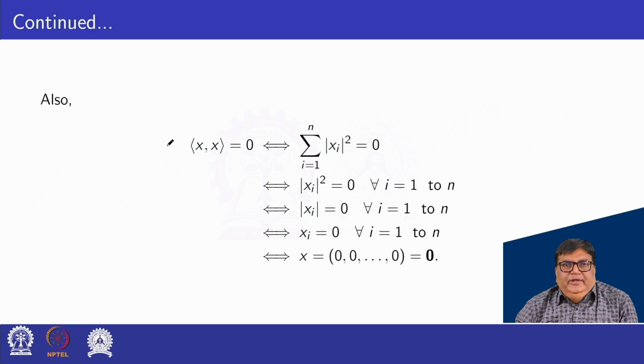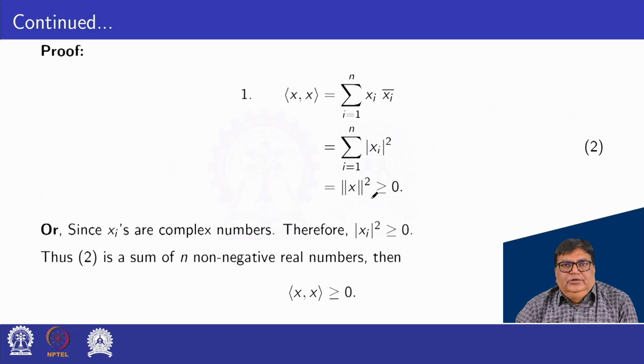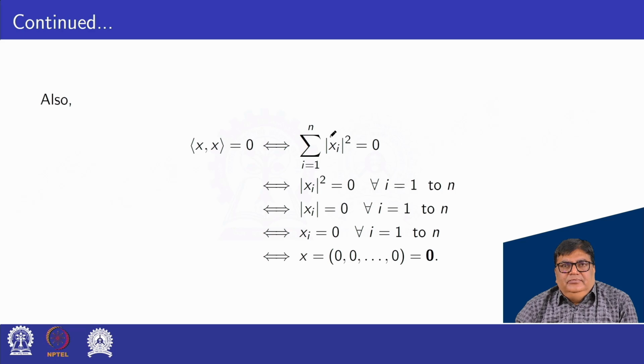Also, if the inner product of x, x is equal to 0, the inner product of x, x is defined as the summation i equals 1 to n of mod xi square, which is equal to 0. This is the modulus term, and the sum of squares of the modulus terms n times is equal to 0. So each mod xi square is equal to 0 for all i from 1 to n. Taking the square root of both sides, mod xi is equal to 0.